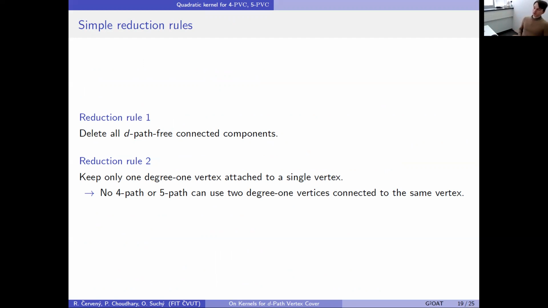We have these two simple reduction rules to start with. If there is a d-path connected component in the graph, we just delete it. We don't need it. And if there are more than one degree-1 vertices attached to some vertex, we again delete all but one of such degree-1 vertices.